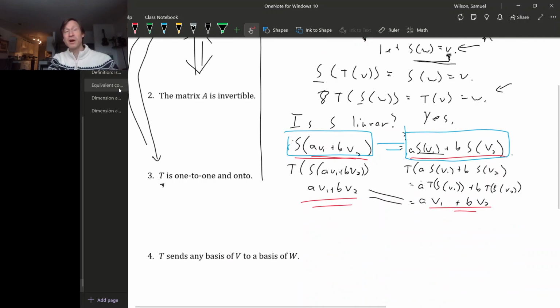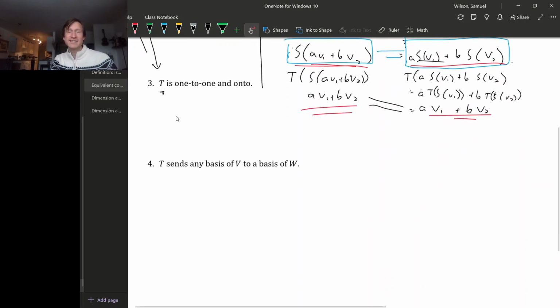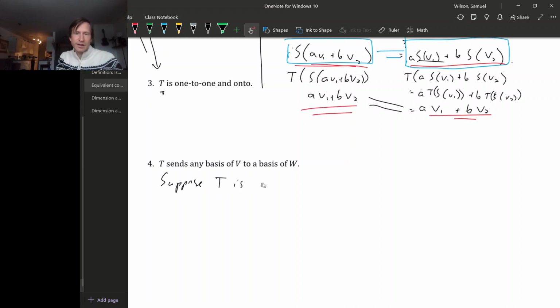Now there is one more property that I want to have a look at, which is that T is an isomorphism is actually equivalent to T sending any basis of V to a basis of W. So let's suppose that T is an isomorphism. All right. So in particular, this means that T is one to one. All right, sorry, let's suppose we have a basis.